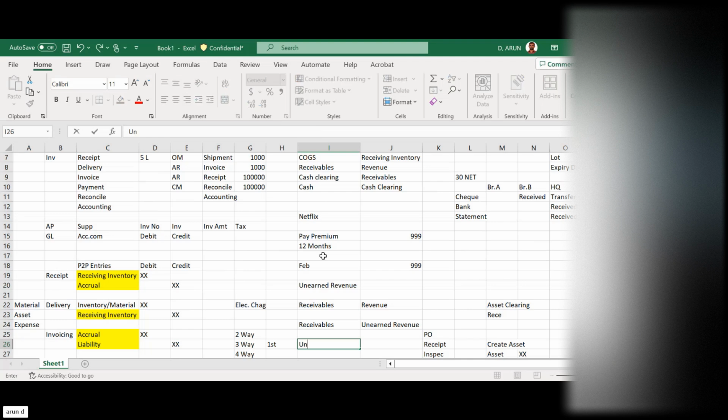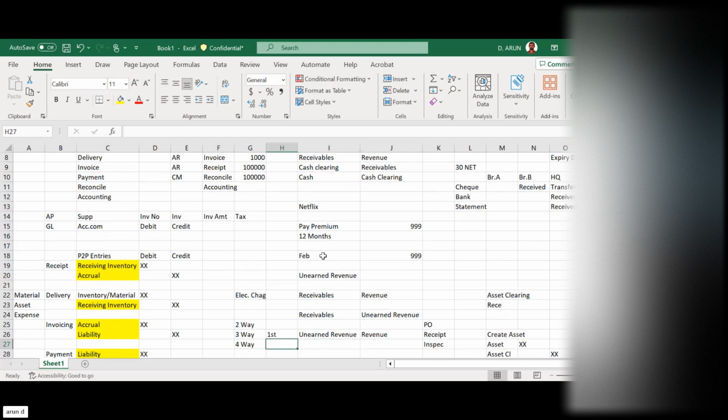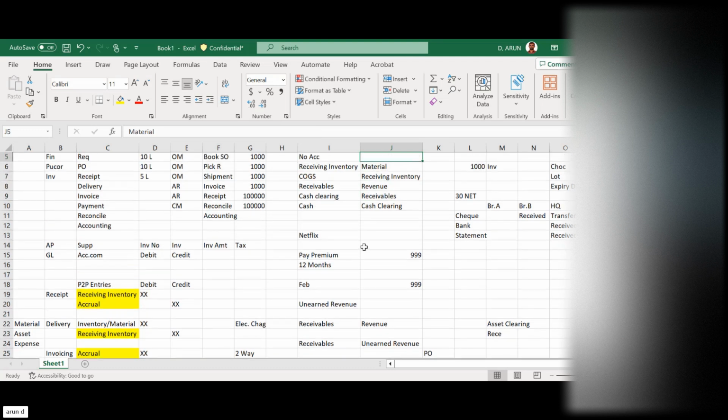So what would be my accounting entry? It would be unearned revenue to revenue. Similarly, for the second and third, whatever the period count that we have, we will have the unearned revenue to revenue. So we will recognize and record the revenue. This is one of the options that we have.